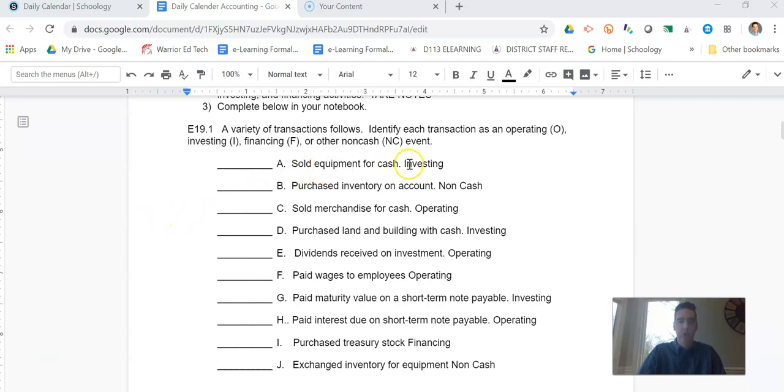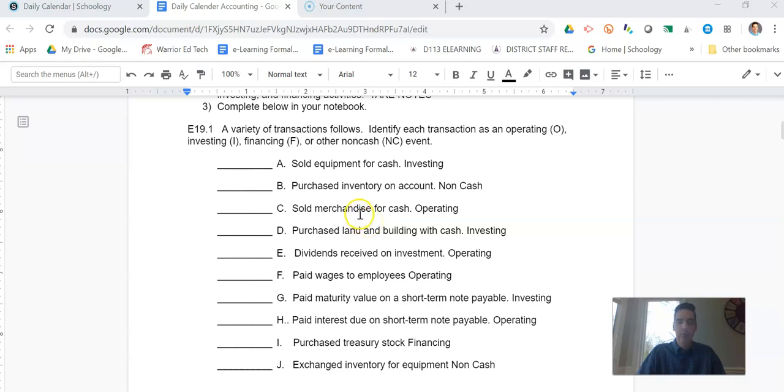Sold equipment for cash. So remember your long-term assets. When you buy and sell them, those are investing activities, because what does a business invest in? Long-term assets. Purchase inventory on account. This is a non-cash transaction because we purchased an asset not using cash, so that would not appear on the statement of cash flows.